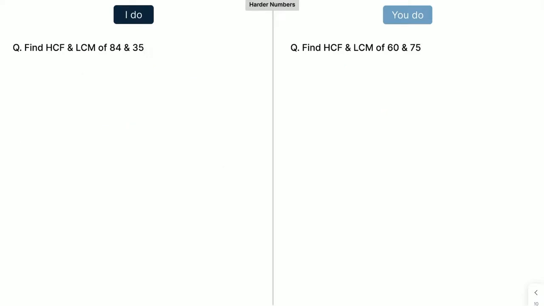So moving on to the next one, you now have 84 and 35. So we're going to start with listing out the product of primes. So for 35, it's nice and easy. That's just going to be 5 times 7. For 84, we have 2 times 2 times 3 times 7.